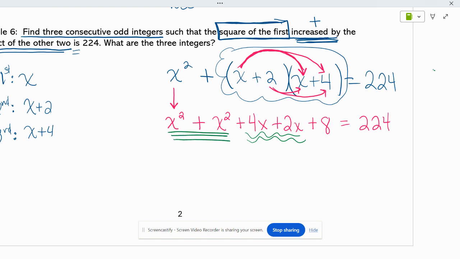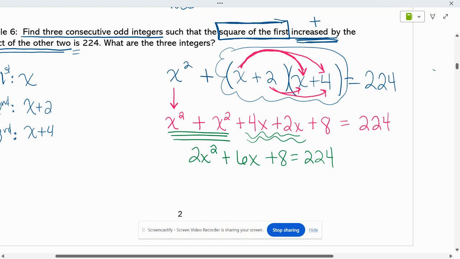What else can I group together? Okay. Ashton, what is x squared plus x squared? 2x squared. Caden, what is 4x plus 2x? It's what? Okay. Plus 8 equals 224.